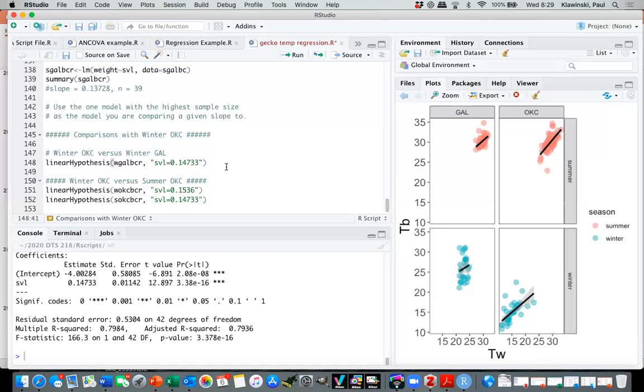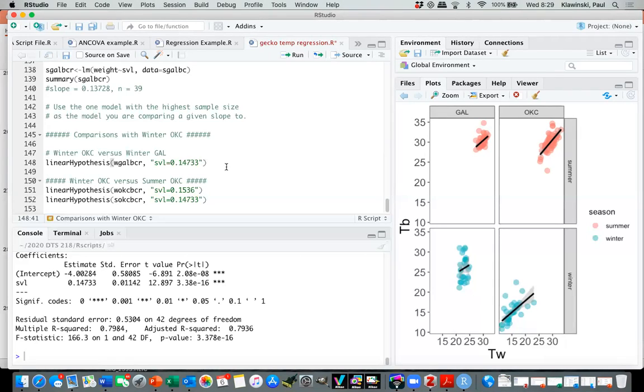Winter Galveston, summer Oklahoma City, summer Galveston, right? Yeah, so we don't need this last row. Now, this correlation is a correlation of 1, because it's winter Galveston versus winter Galveston. Same thing here, same thing here.